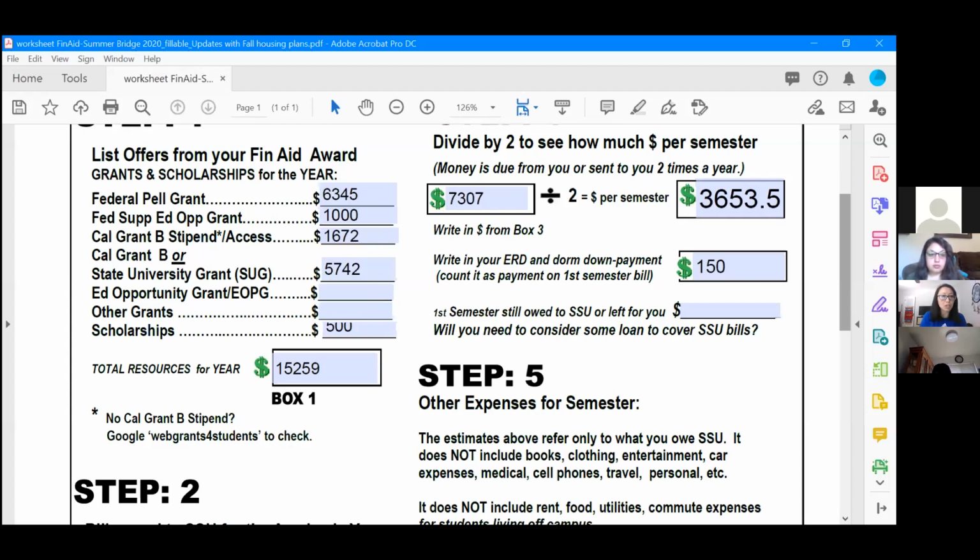And I know that there was a question earlier about if I owe money, can I pay everything up front or can I do monthly payments? Yes, you can definitely do monthly payments. Typically, students who owe money to the university owe it because they're living on campus, and housing does have monthly payment plans.